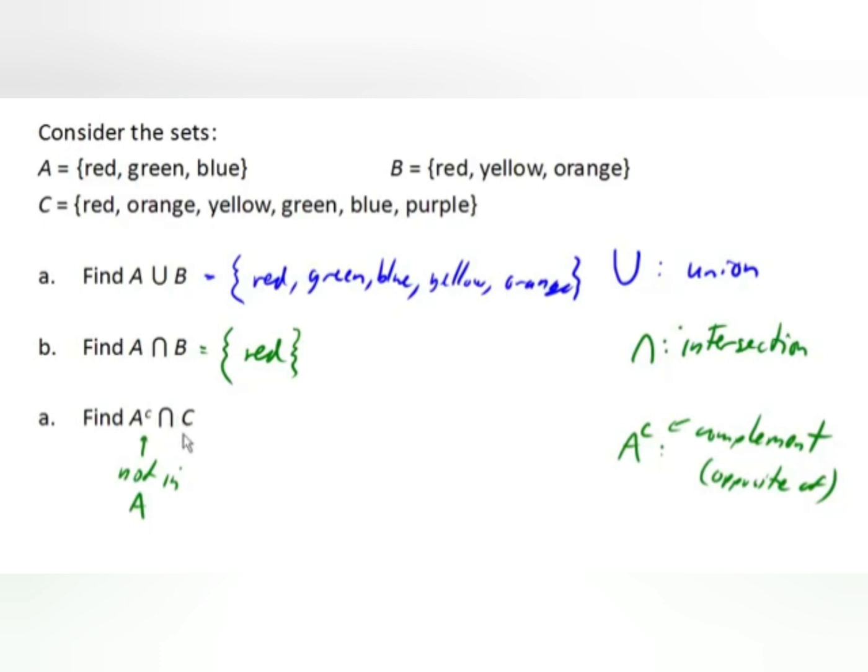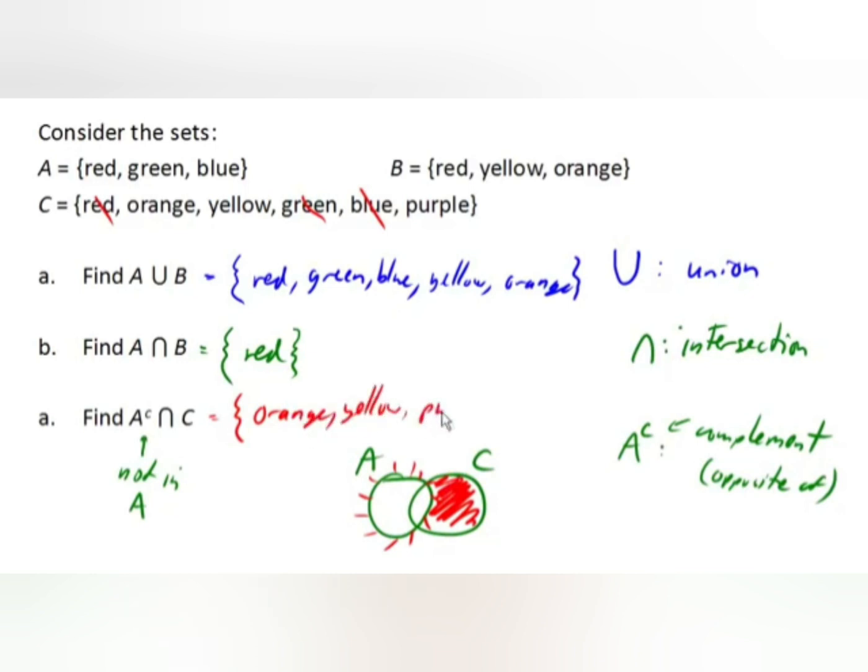So from a visual point of view, we're looking for everything that's not in A, right? So outside of A, but that intersects with, or is also in C. So it needs to be inside C, but not inside A. So we're looking for this stuff here. We're looking for the stuff that's not in A, but is in C. So C is the list of all these colors here. We want the ones that are not in A. So we don't want red, we don't want green, we don't want blue. We just want the other ones. So that would be orange, yellow, and purple.